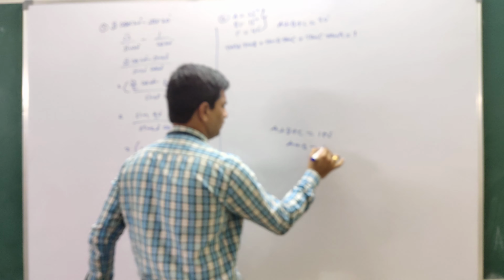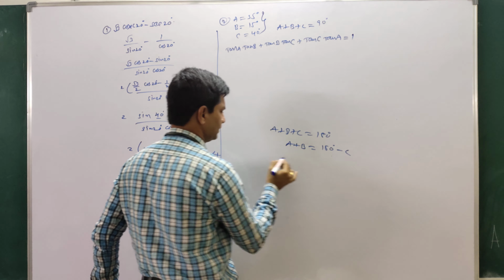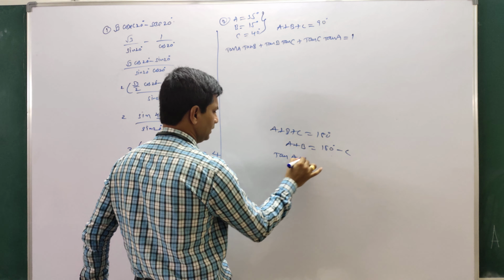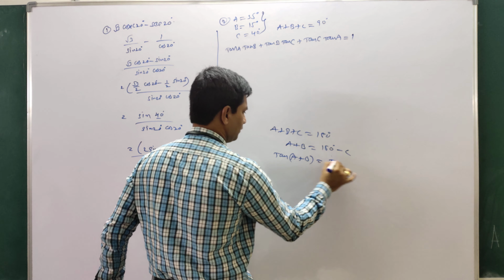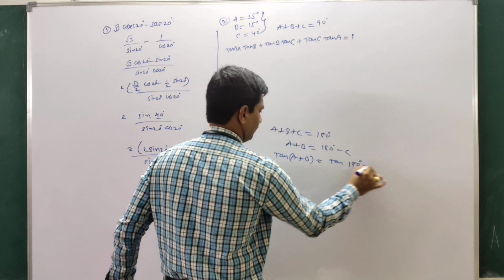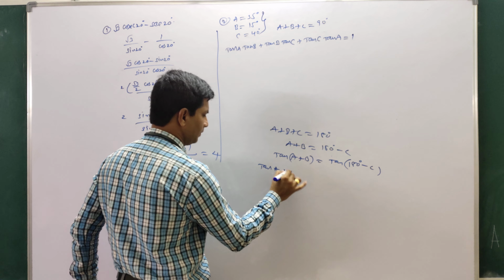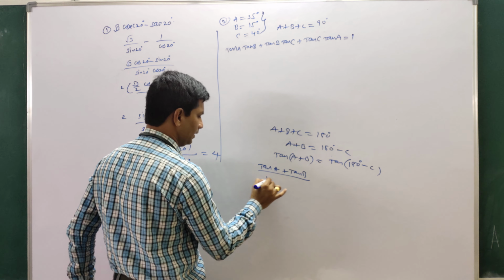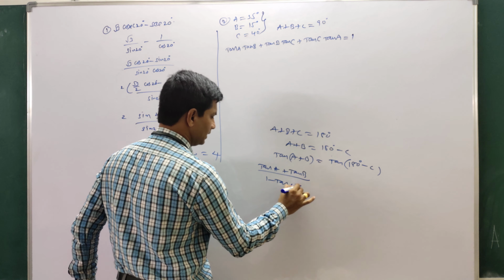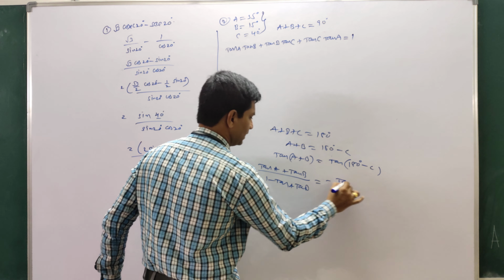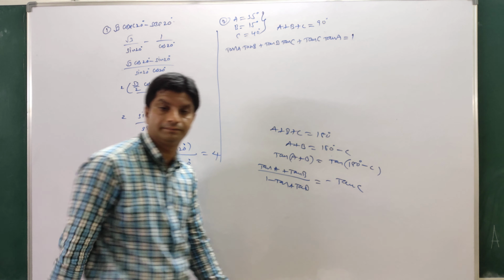A plus B equals 180 degrees minus C. Apply tan on both sides. This is tan of (A plus B) equals tan of (180 degrees minus C). Expand the formula: tan A plus tan B by 1 minus tan A into tan B equals minus tan C, because in the second quadrant tan is negative.